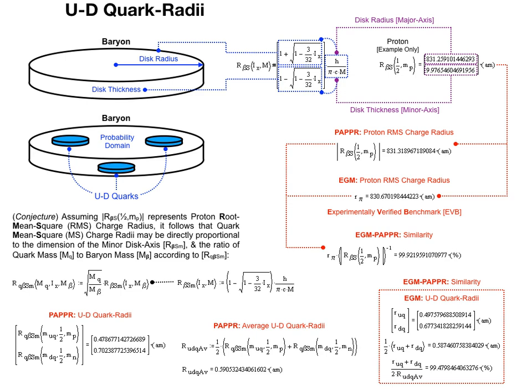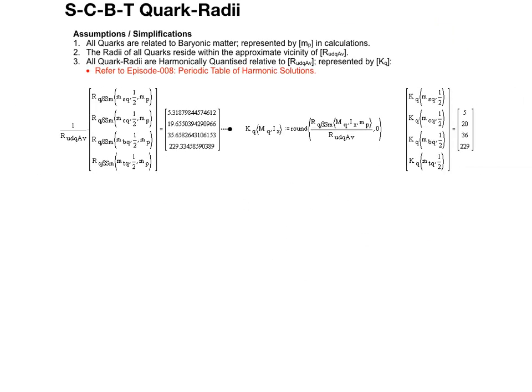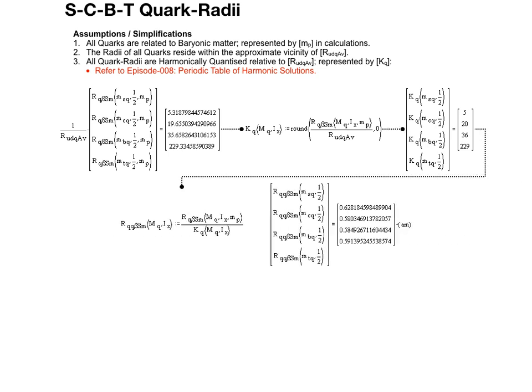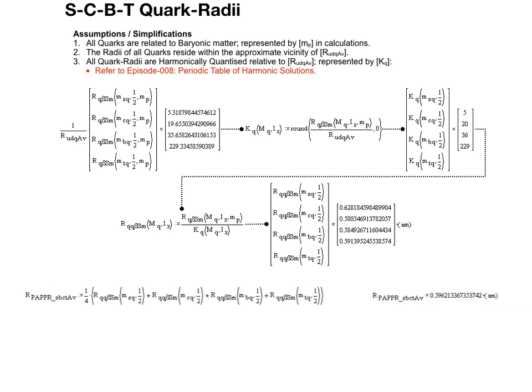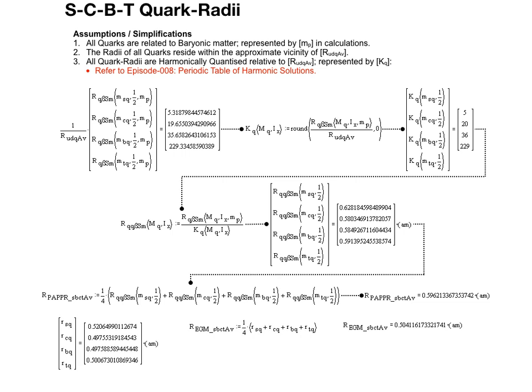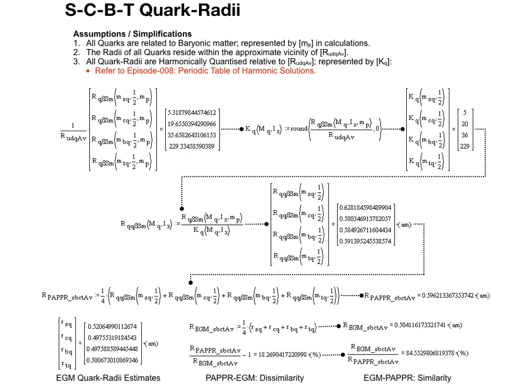Let's now derive a radii solution for the remaining quarks. In order to derive quark radii estimates for the strange, charmed, bottom and top quarks, we shall leverage off the methodology presented in episode 8, that is, in our periodic table of harmonic solutions. Please review episode 8 if you have not already done so. You will see that we have been able to formulate a harmonic representation of fundamental particles. It is worth your while reviewing, so please try to find some time to have a look.